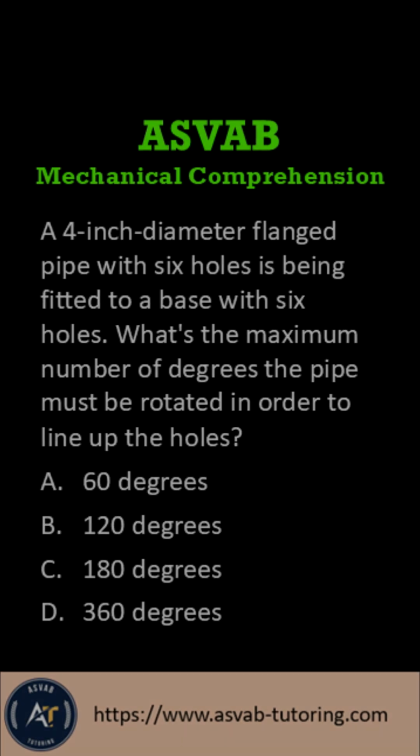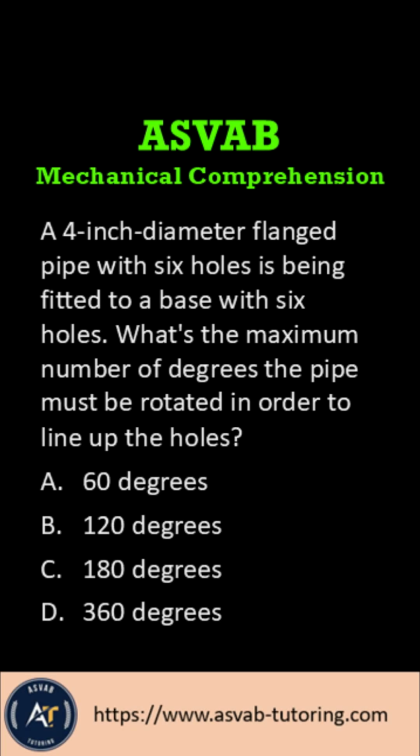A 4-inch diameter flanged pipe with 6 holes is being fitted to a base with 6 holes. What's the maximum number of degrees the pipe must be rotated in order to line up the holes? A. 60 degrees. B. 120 degrees. C. 180 degrees. D. 360 degrees. The correct answer is A.